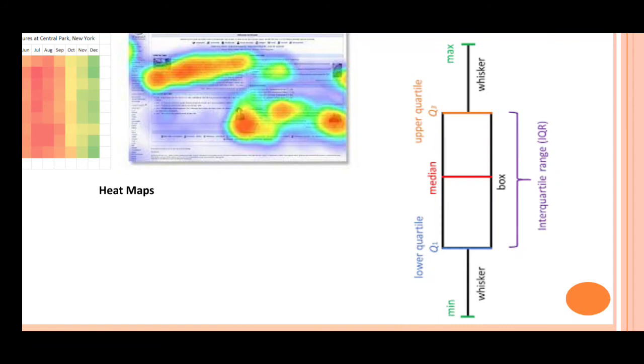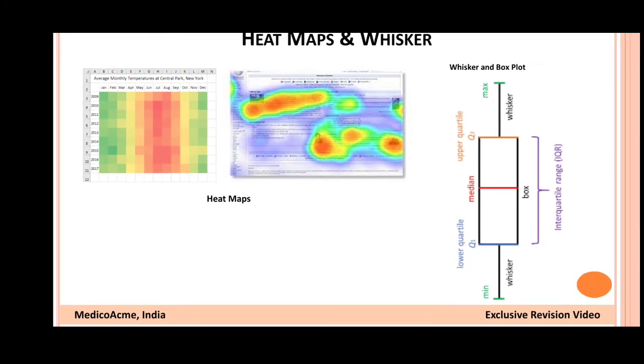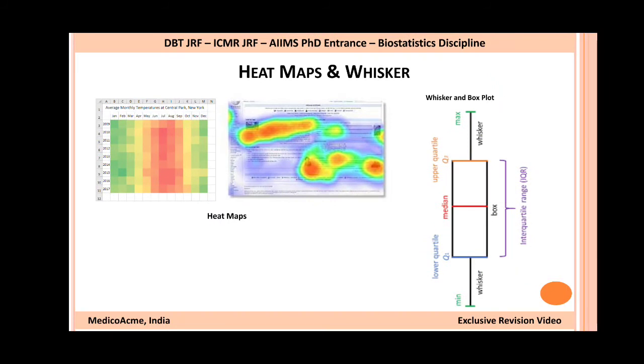Okay, this is basically the whisker and box plot. This is the box, and the upper tail and the lower tail are the whiskers. You can see the lower quartile and upper quartile here. It is very important to look into the median. The median is many times asked in the examination. So median and whisker, these two are very important. Please remember at least these two things in the whisker and box plot.